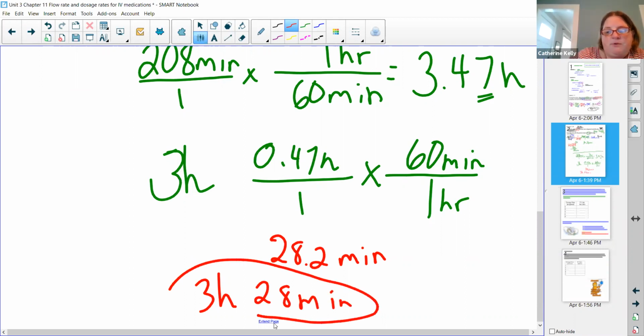So the first way is the most accurate way. The second way, you just have to round at the end. You have to round to the nearest hundredths, get it back into minutes, and then round at the end. Don't say 0.2 of all minutes. It's not okay. All right.